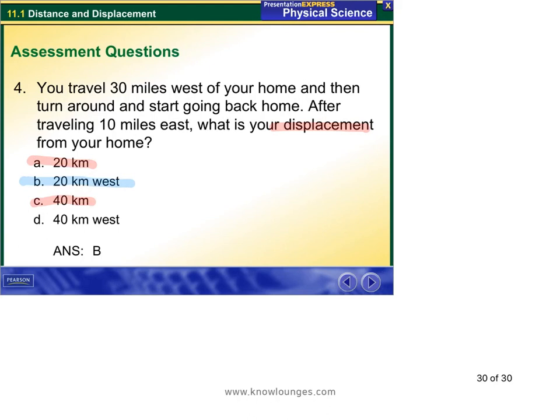The two trips were in opposite directions. One of them was going west, the other one was going east, so we end up subtracting 30 minus 10 to get to 20. If they were going in the same direction, then the 40 kilometers west would have been the correct answer. But because they're opposite directions, we needed to subtract.